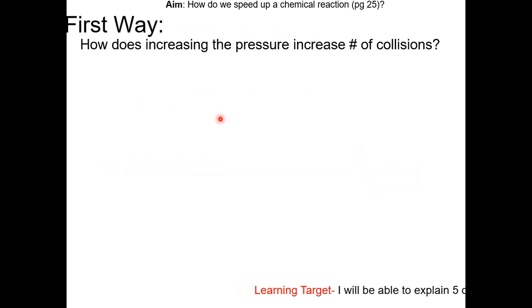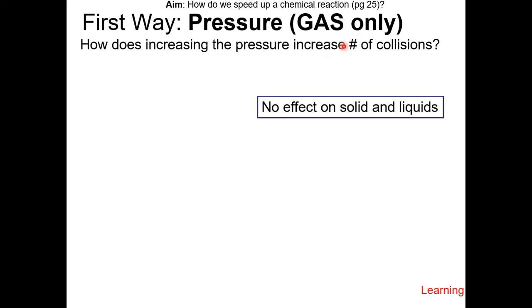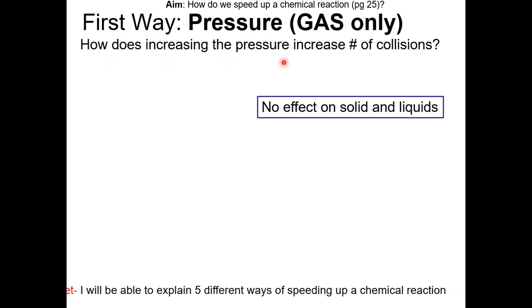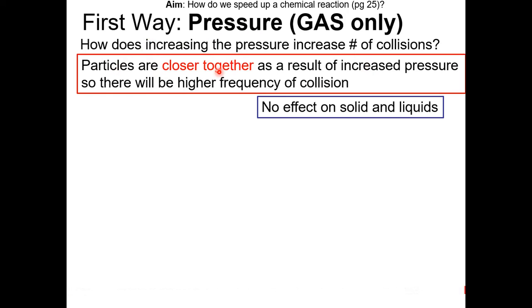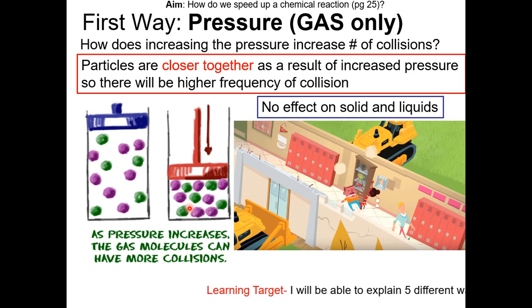The first way of speeding up a chemical reaction is pressure. Keep in mind, this only applies for gas only. It has no effect on solids and liquids. So how does increasing the pressure increase the amount of collisions? Particles are closer together as a result of increased pressure, so there will be a higher frequency of collisions. As you can see from this diagram, increasing the pressure causes the gas particles to be closer together. Therefore, there will be more collisions.